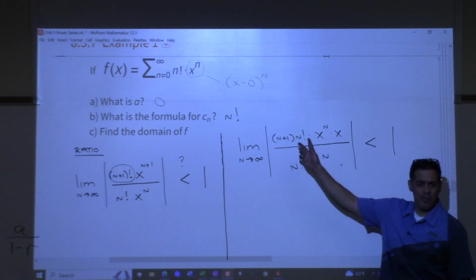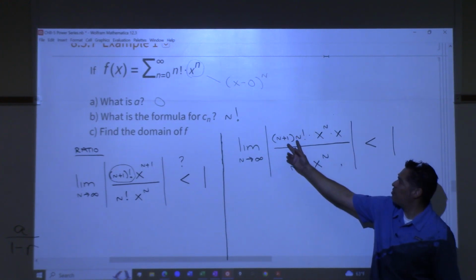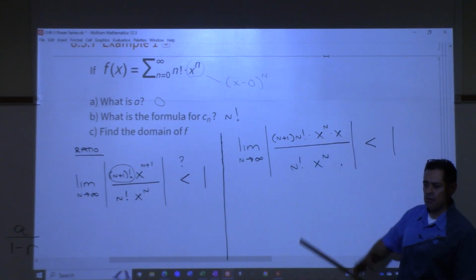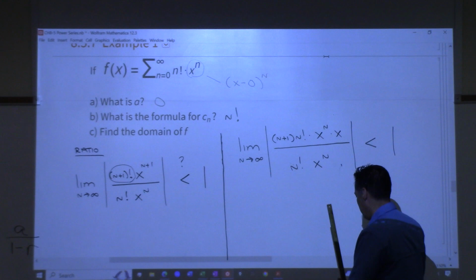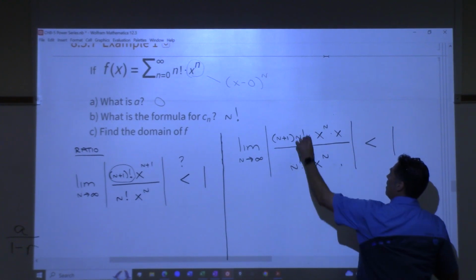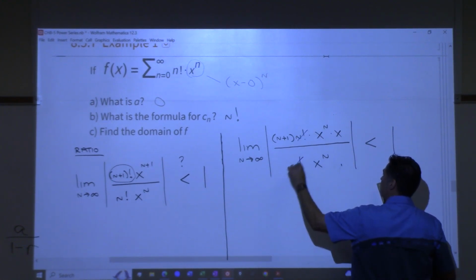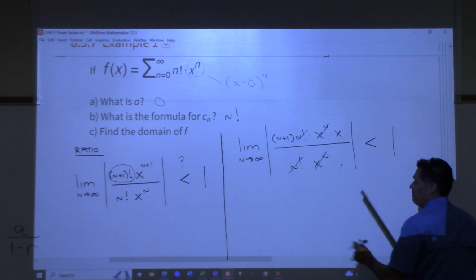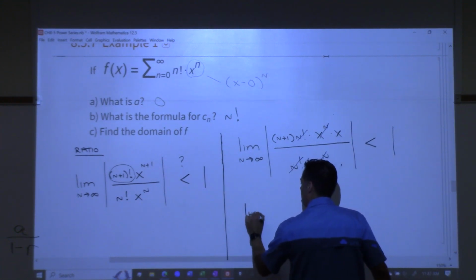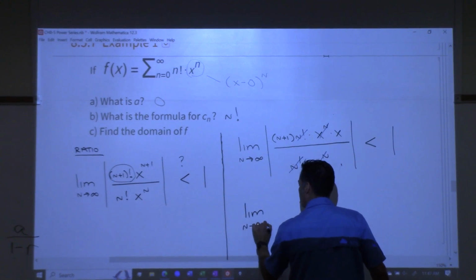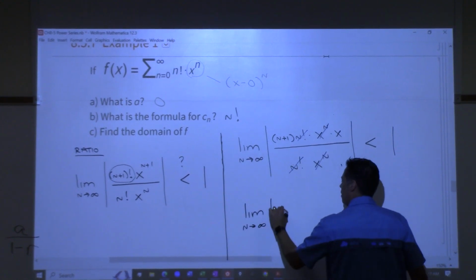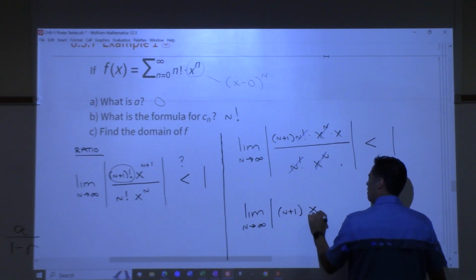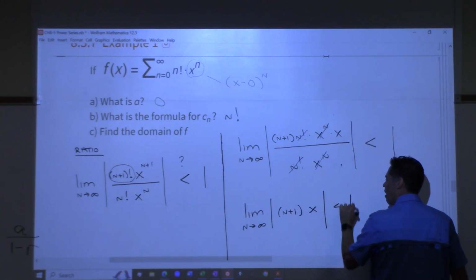Are y'all following what I'm doing here? This is just properties of factorial, and then x to the n plus 1 can be split into 2 pieces. That allows me to cancel some stuff, right? So this allows me to cancel this, and this, and this, and this. Whoa, okay, cool. That's good. Limit as n goes to infinity, absolute value, n plus 1, and then x, right? And I need that to be less than 1.